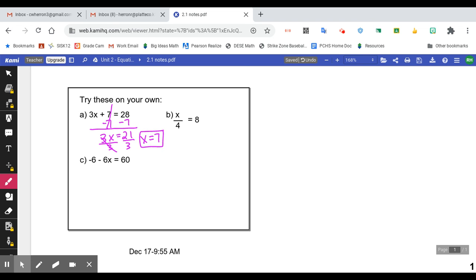Okay, this is division here with 4, so I'm going to multiply both sides to do the opposite. These are gone, and x equals 32. Last one, add 6 to both sides. Negative 6x equals 66. Divide by negative 6, and x equals negative 11.